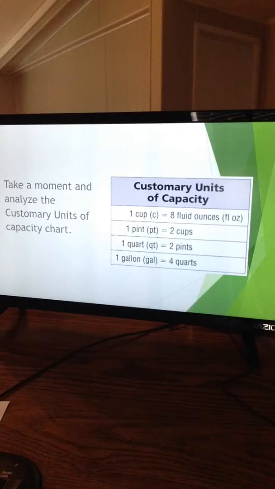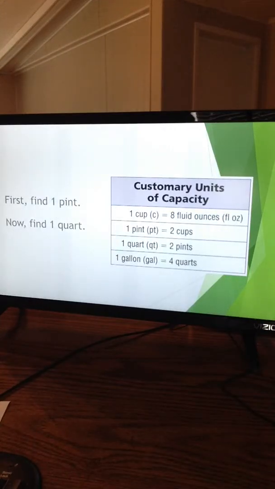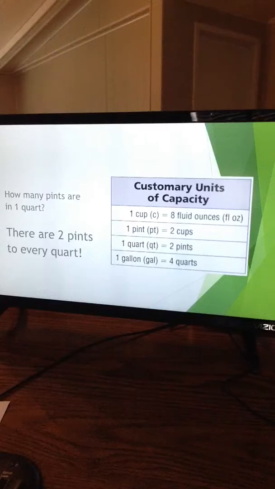So take a moment first and analyze the customary units of capacity chart. First, find 1 pint. Go ahead and point to that. Now find 1 quart. How many pints are in 1 quart? We have to know this first before we can move forward. And the answer is there are 2 pints to every quart. That's great. Now that we know this, we can move forward.